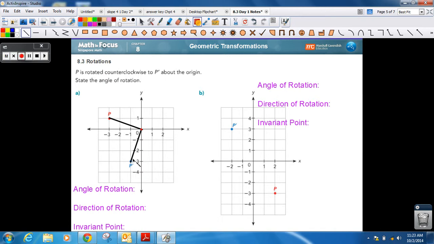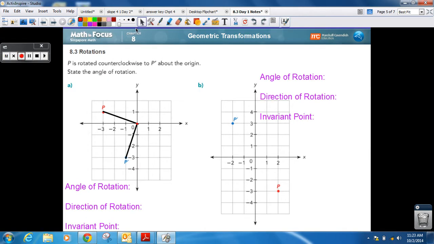We try to be as accurate as possible. You can use a protractor to measure, but by looking at this, the angle of rotation is 90 degrees. The direction of rotation, I went from P to P prime, so that is counterclockwise, which is CCW for those of you that like to use shorthand. So counterclockwise, CCW. My invariant point then is not applicable, because there wasn't a point that remained unchanged. These were not line segments. The original was just the points P and P prime.